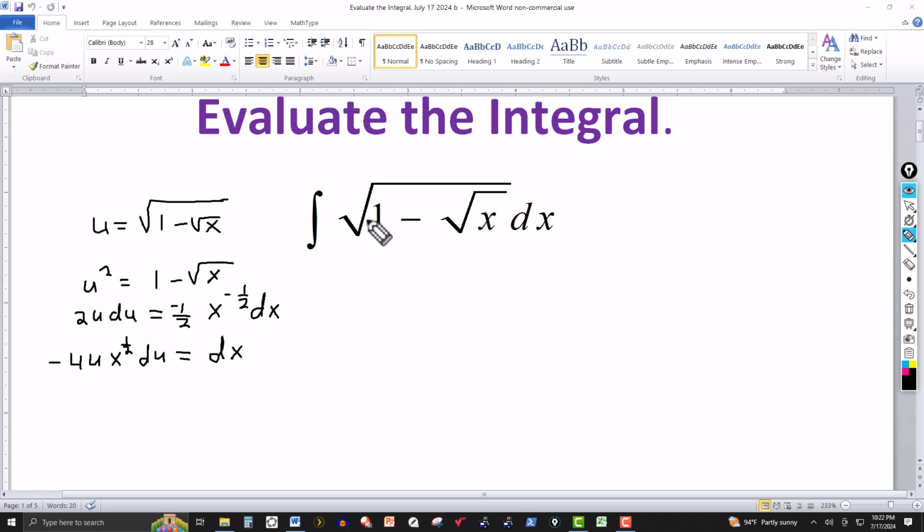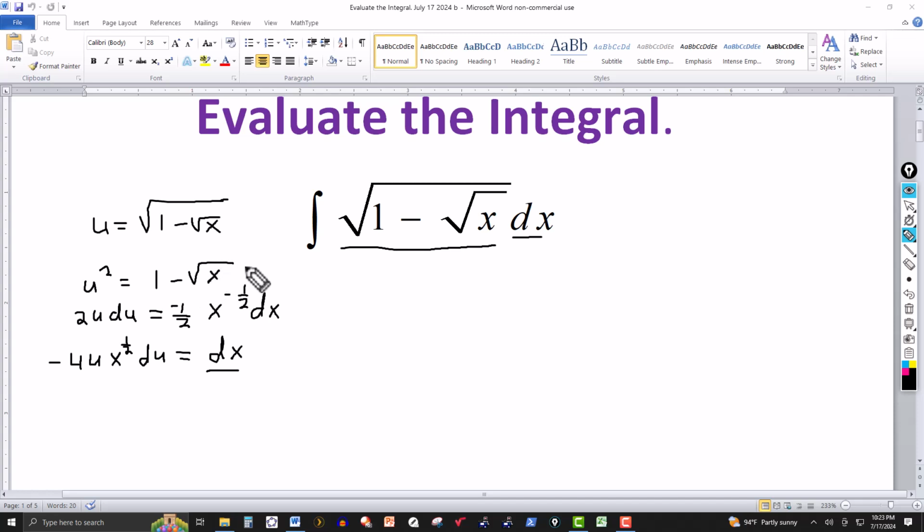So what do we have then? I know that u is all of this right here. So that transforms that to u. But then we still have the dx. Can't have a dx if I use a u substitution. But notice here I have dx is equal to this on the left side. But then I have x to the 1/2. So I can't have an x to the 1/2 over here.